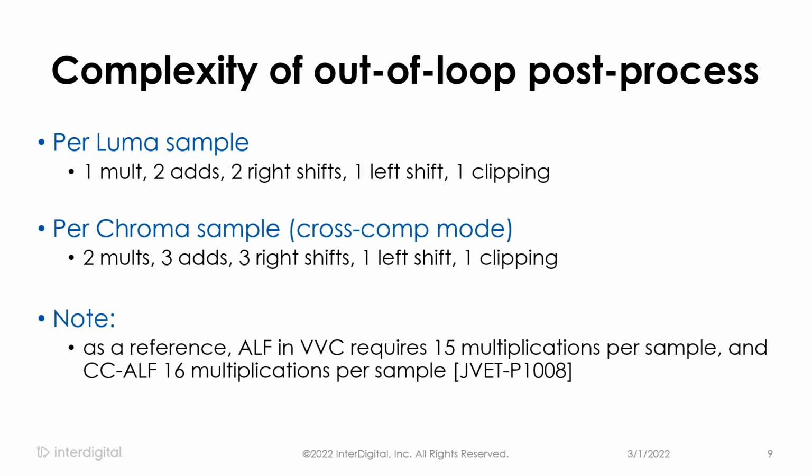Complexity of the out-of-loop mapping is quite limited, as it overall leads to 1 or 2 multiplications per sample and 2 or 3 additions per sample, and a few shift operations. So if we, for instance, compare this process to the adaptive loop filter of EVC, ALF, this is quite negligible.